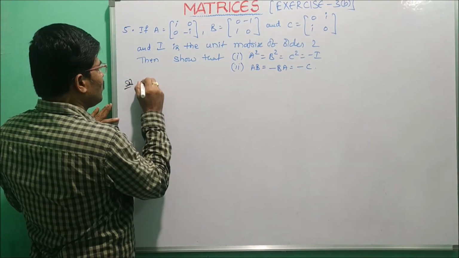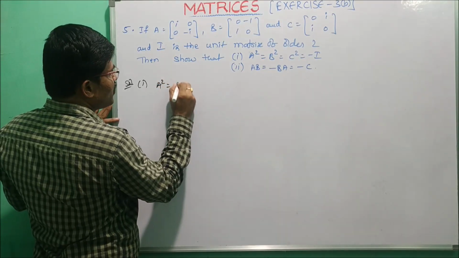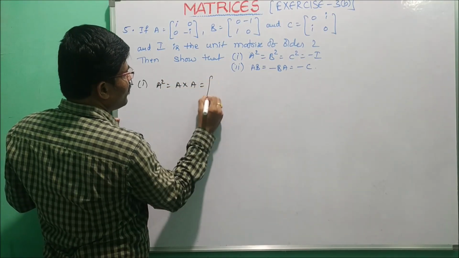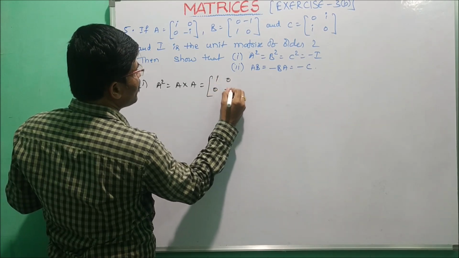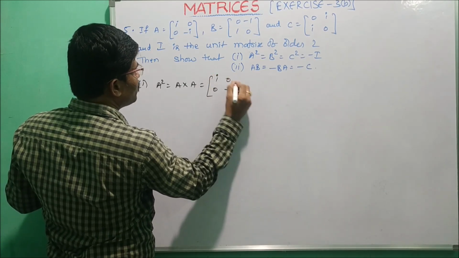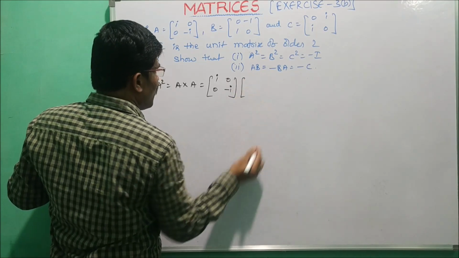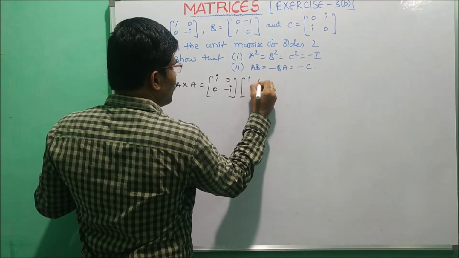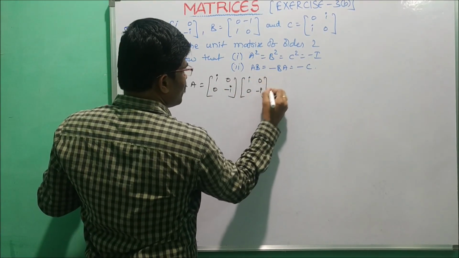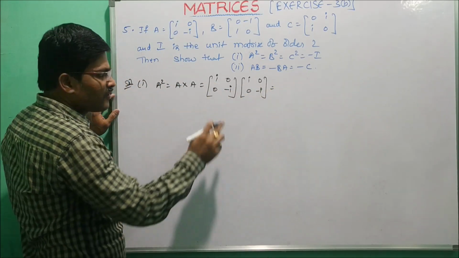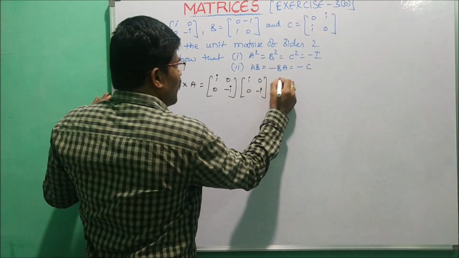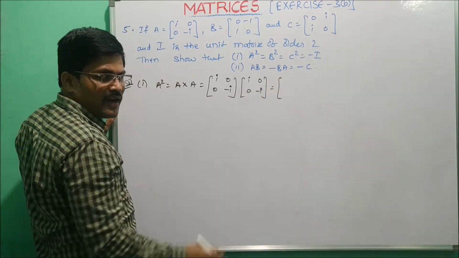In this first one, to find A square. Now here we write A into A. A is already given, that is [[i, 0], [0, -i]], and also again we write the same matrix [[i, 0], [0, -i]]. Now it can be simplified that this is 2 by 2 matrices, and here the properties exist.